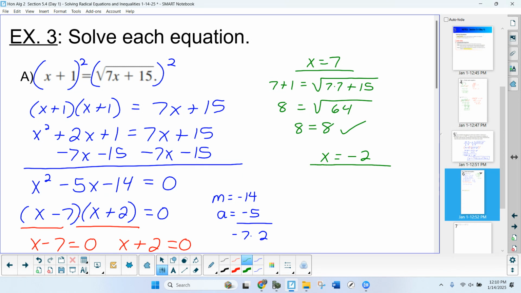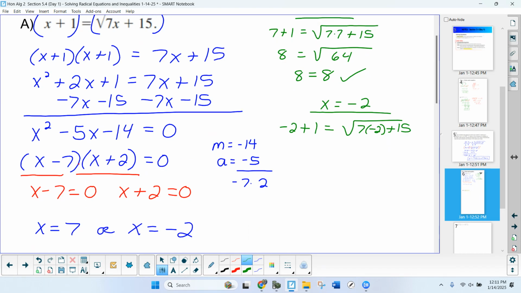All right. We want negative 2 plus 1. Does that equal the square root of 7 times negative 2 plus 15? What is negative 2 plus 1? Negative 1. What's 7 times negative 2, plus 15? Now, this is where I always get people say, but.